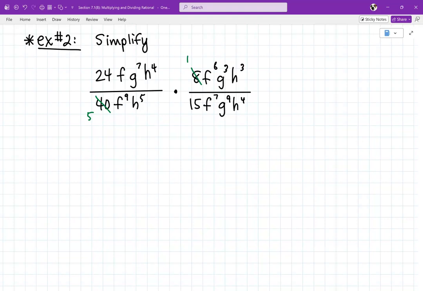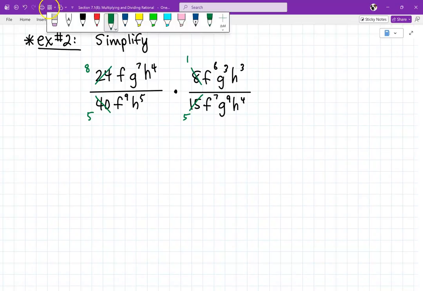Doesn't 3 divide them both? Right? 8 times 3 is 24. 3 times 5 is 15. So 3 can divide 24 8 times, and 3 can divide 15 5 times. So let me rewrite what I have right now.